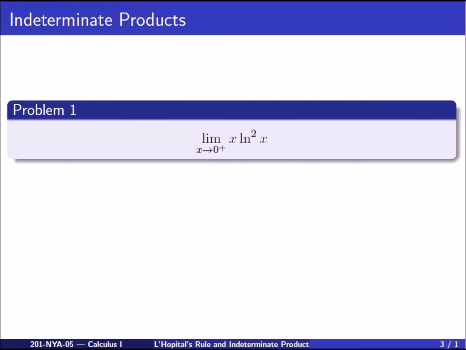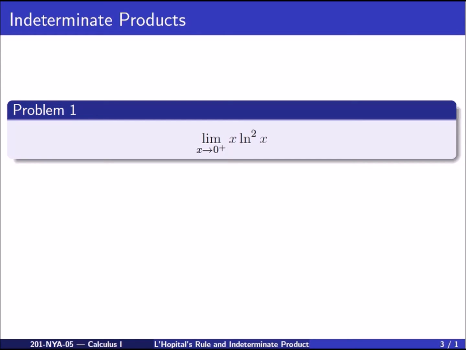Now consider the following limit. So there's the limit as x approaches 0 plus, so 0 from the right-hand side or from the positive side if you prefer. It is the limit of x times ln squared of x. Now ln squared of x is ln of x, which is squared. So there's a product of two factors, x and ln squared of x.